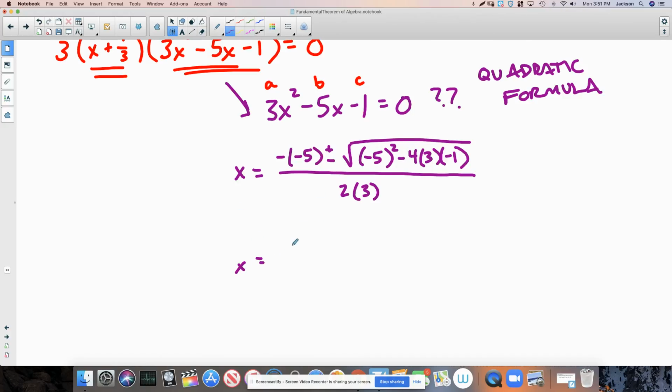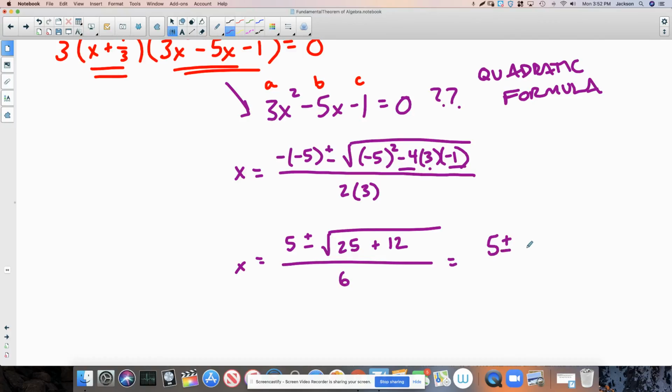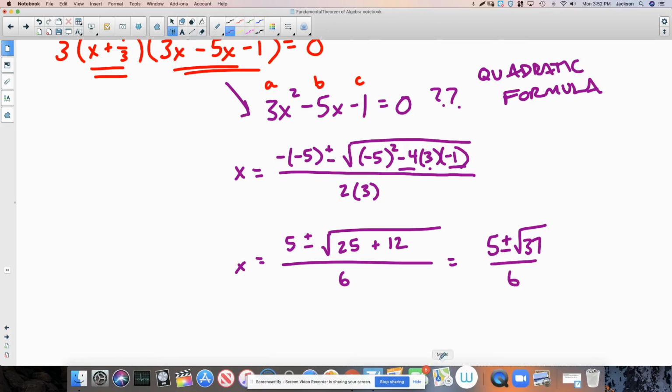So when we solve this, the opposite of negative 5 is 5. Inside this quantity, negative 5 squared is 25, and we have negative 4 times 3 times negative 1. That's positive 12, all over 6. Nobody said this was going to be clean, right? So what do we end up with? 5 plus or minus the square root of 37 over 6. Now, normally we would look at this square root and try to break it down into something, but it's just not going to happen.